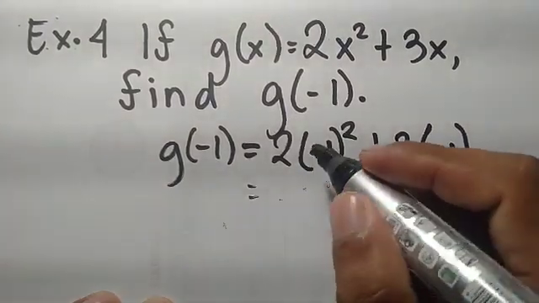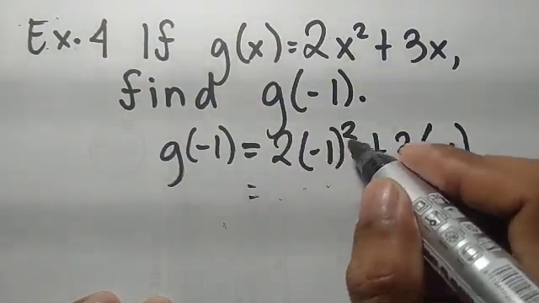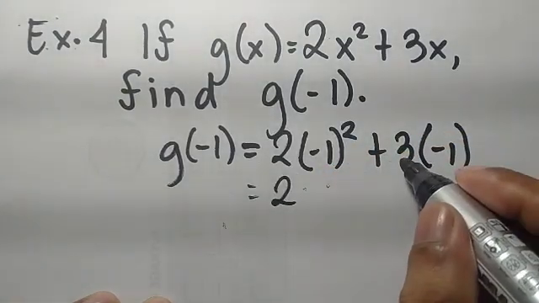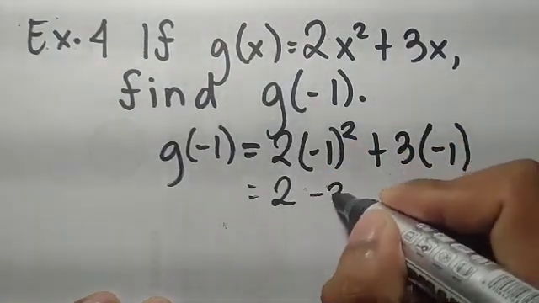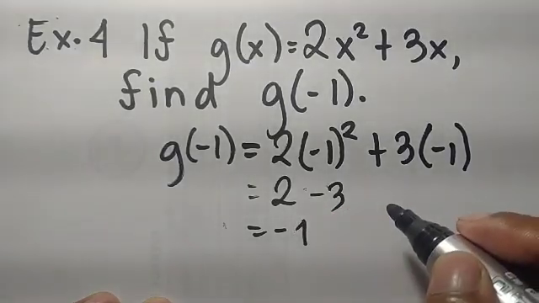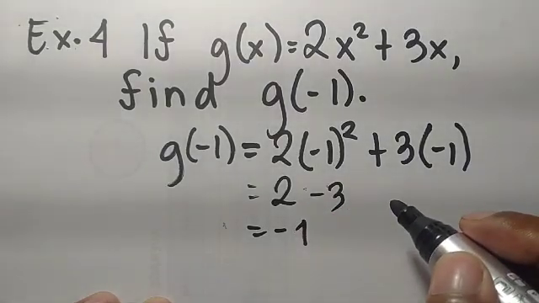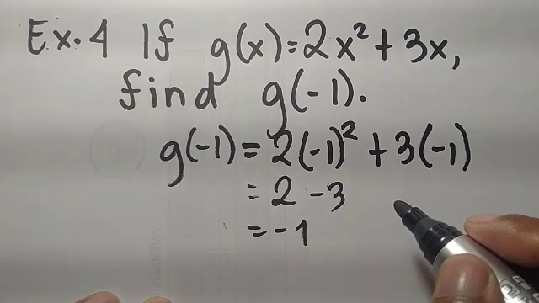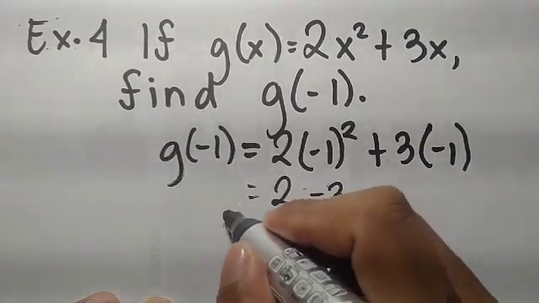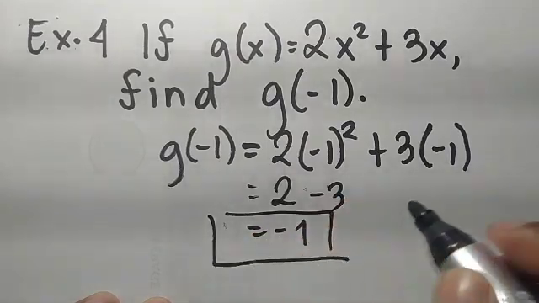Okay, so negative 1 squared is positive 1 times 2, we have positive 2. So 3 times negative 1 is negative 3. 2 minus 3 is negative 1. Therefore, the value of our function g, if x is negative 1, is negative 1.